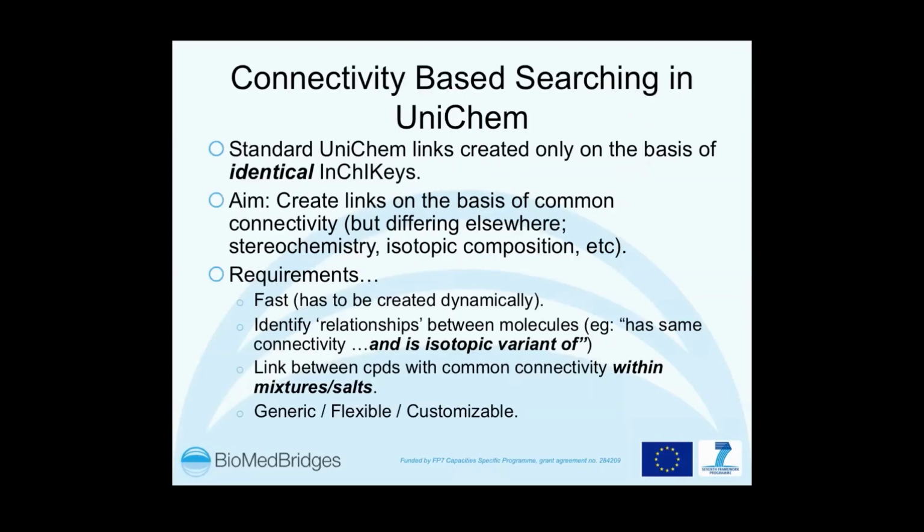So just to recap, of course, the standard way of using UniChem is creating links on the basis of complete identity between full InChI keys. And the aim of the connectivity search was to create links on the basis of common connectivity. Again, the same requirements were needed. It has to be fast, it has to load when a web page is loaded. And it also has to identify relationships between molecules.